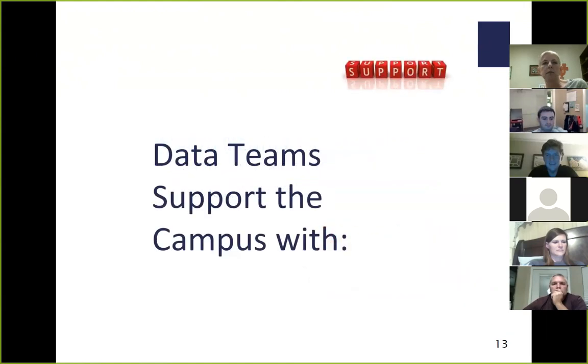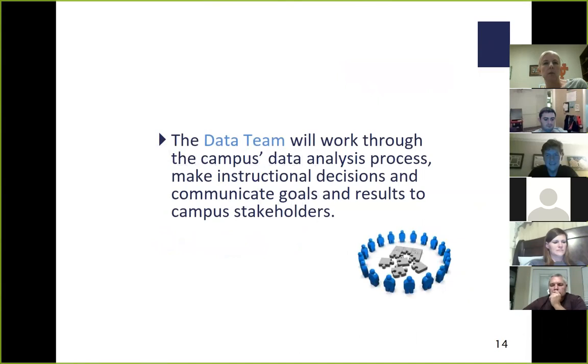And how do they help and support our campuses? Well, they work through the data analysis process, they help to make instructional decisions, and they communicate those goals and results to campus stakeholders. Again, it's not just analysis, guys. You've got to close that loop as we talked about. So that includes making plans, making decisions, communicating them, and then monitoring and following up on our results.